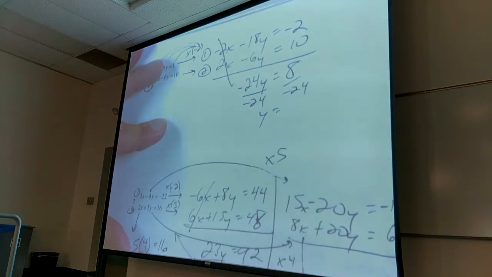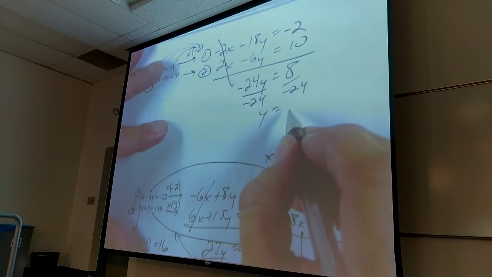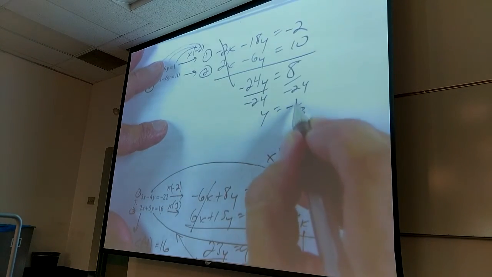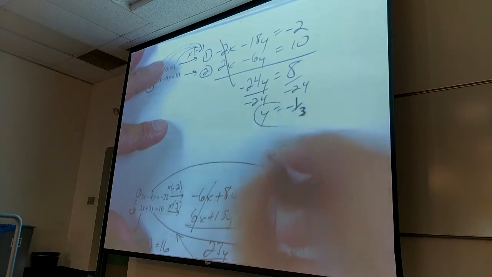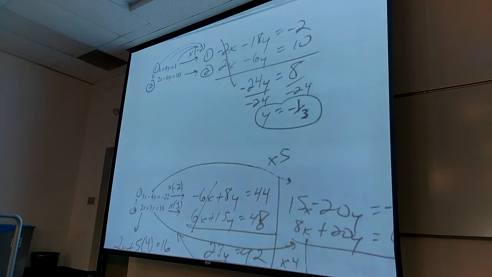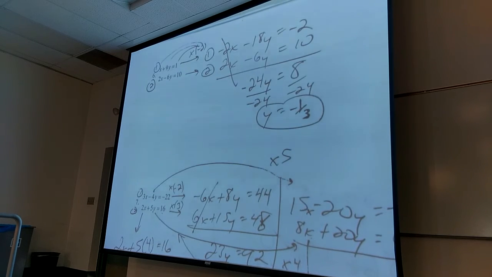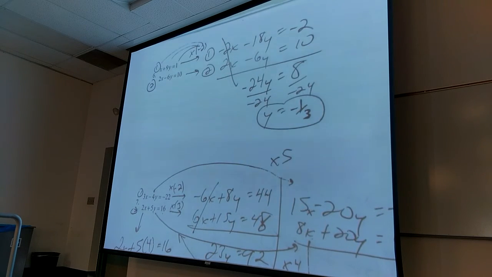Y equals, careful. I know the optimistic part of your brain says negative 3. But the bottom's bigger, so it can't be a whole number. Y is negative 1/3. I don't know if you guys see this, but I'm not concerned.